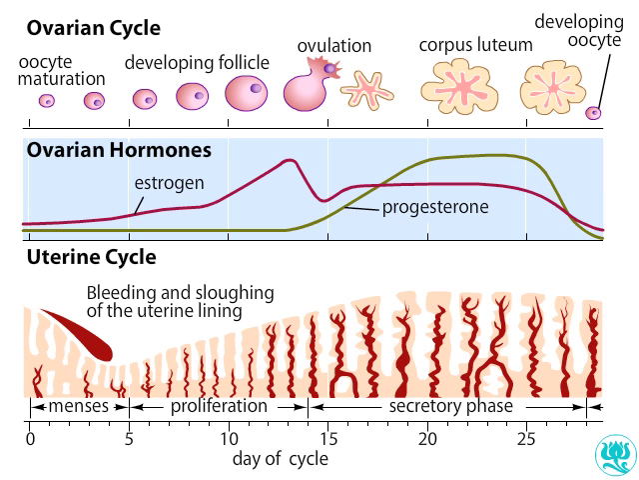At the end of the cycle, if the egg is not fertilized or has not implanted, the corpus luteum breaks down and stops releasing estrogen and progesterone. Without these hormones, the uterine lining also breaks down, initiating menses.